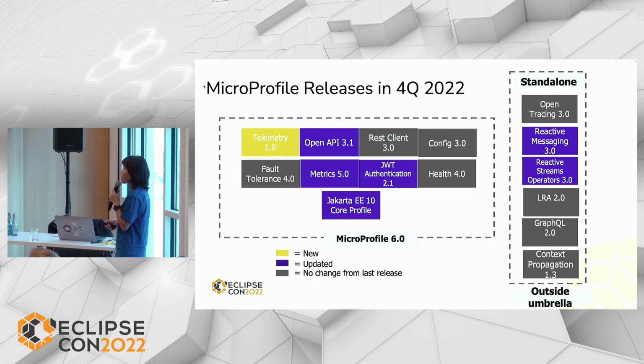As you can see here, Telemetry is a new spec. Previously in MicroProfile 5, there was OpenTracing. We moved OpenTracing from the MicroProfile umbrella release to a standalone release. So basically, Telemetry replaced OpenTracing. And later on, I will tell you why.